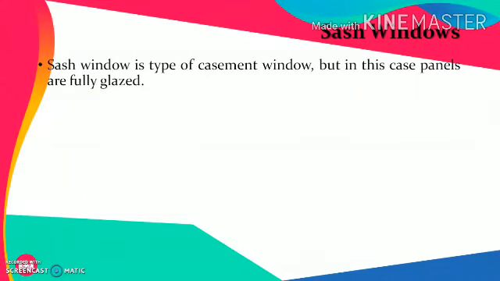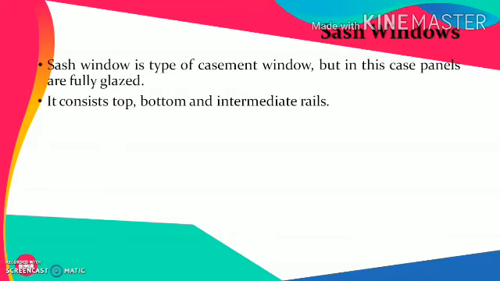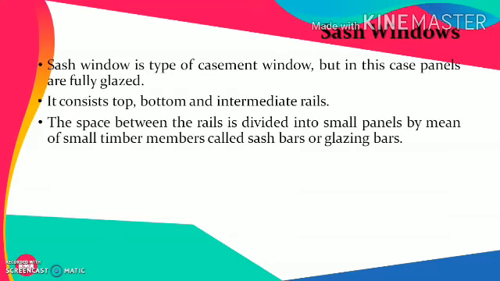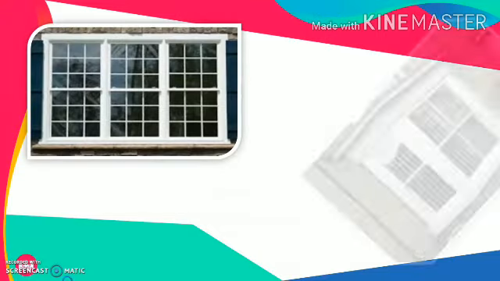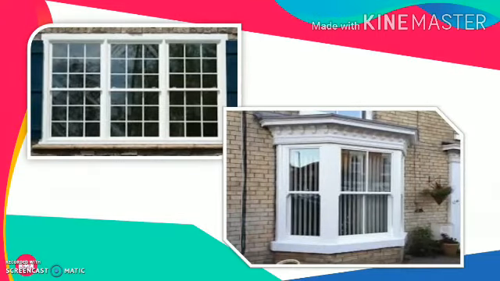Sash windows. A sash window is a type of casement window, but in this case the panels are fully glazed. Fully glazed means we are using glass as a panel. That glass can be either transparent or opaque in nature. It consists of top, bottom and intermediate rails. The space between the rails is divided into small panels by means of small timber members called sash bars or glazing bars. These are the figures of that kind of windows.